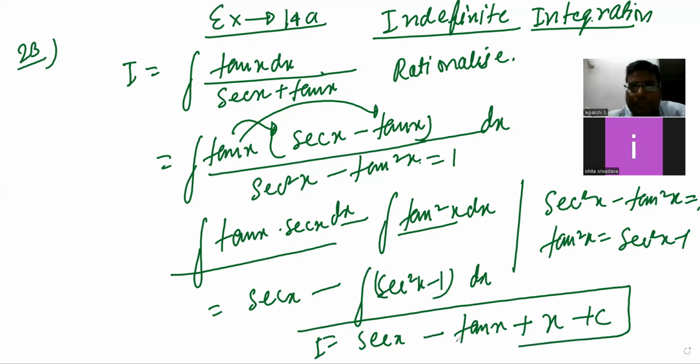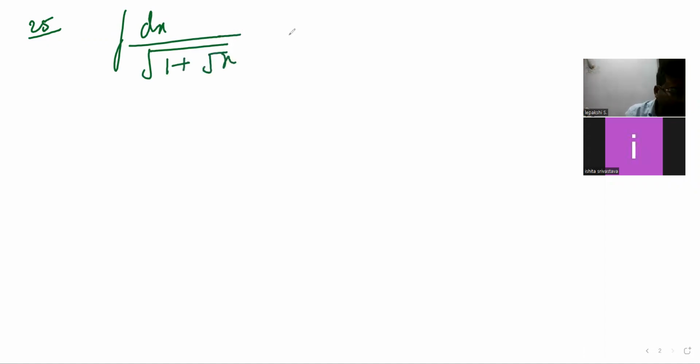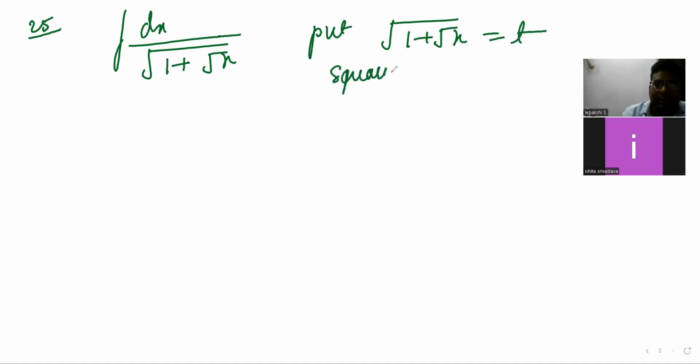Understood? Yes, sir. Now look at the question number 25. So 25 is integration of dx divided by under root of 1 plus root of x. Put here under root of 1 plus root of x equal to t. Squaring both sides, so it will become 1 plus root of x is equal to t square.